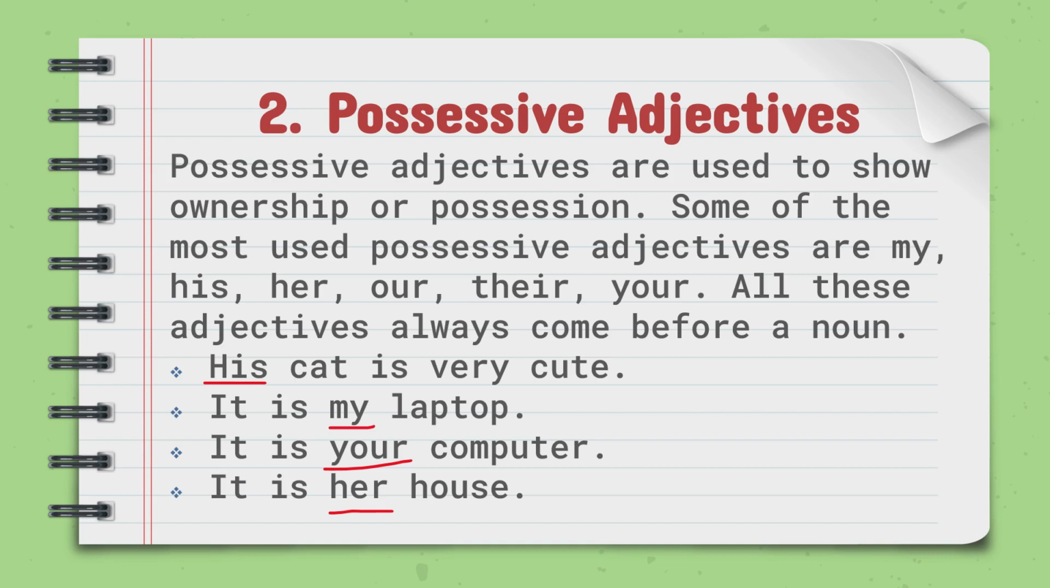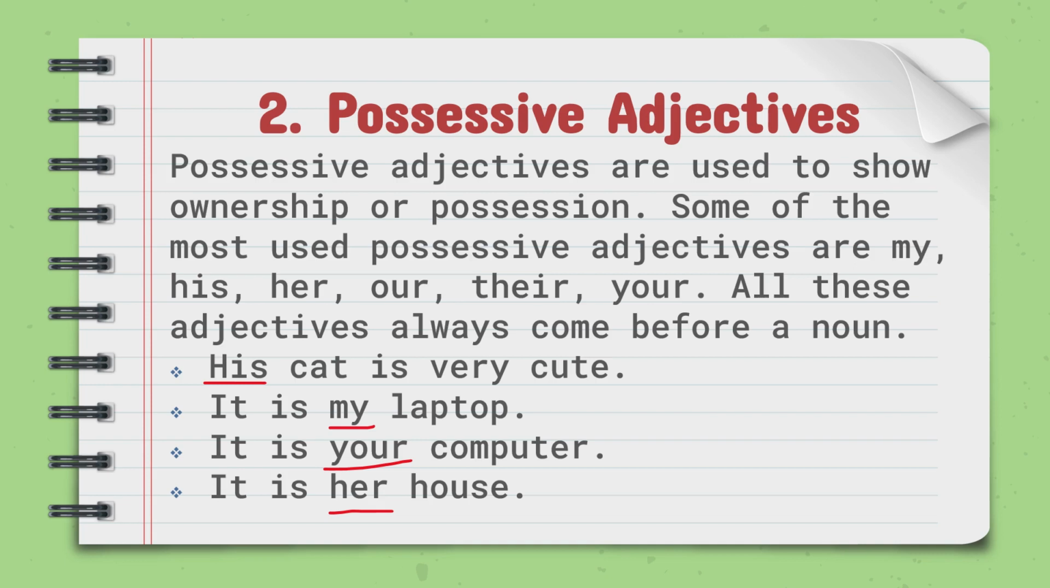What are possessive adjectives? Possessive adjectives वो words हैं जो कि show करते हैं ownership या possession, कि जो noun है वो किसका है, ठीक है, जो noun है वो कौन possess करता है, किसकी possession है, ठीक है, और ये हमेशा noun से पहले आते हैं.